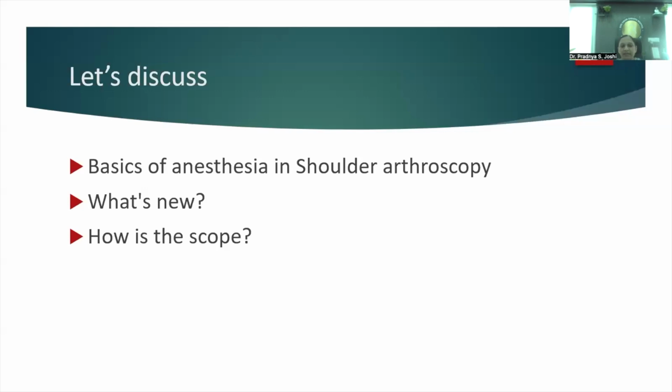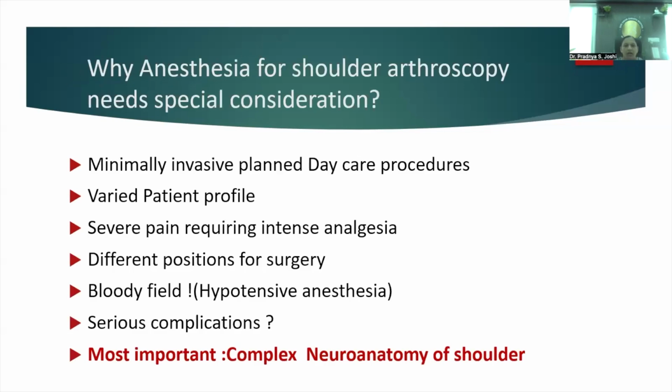We will discuss the basics of anesthesia in shoulder arthroscopy, then what's new and what is the scope. Anesthesia for shoulder arthroscopy needs special considerations because in the last few decades, the shoulder, which was the least important part of the orthopedic department, evolved as an area of great research and progress. The fourfold increase in arthroscopic procedures also leads the anesthesiologist to dig into the details of these procedures.